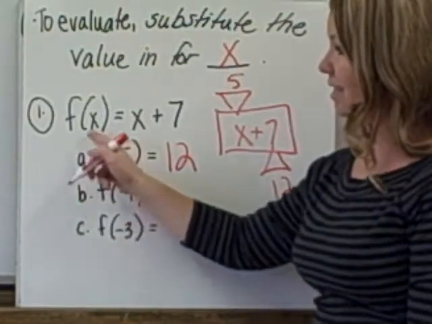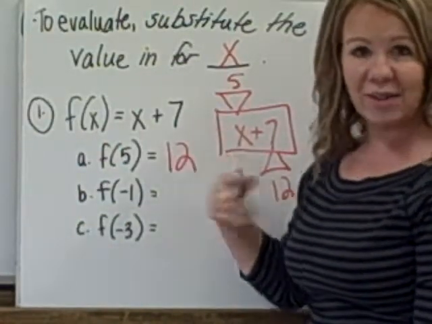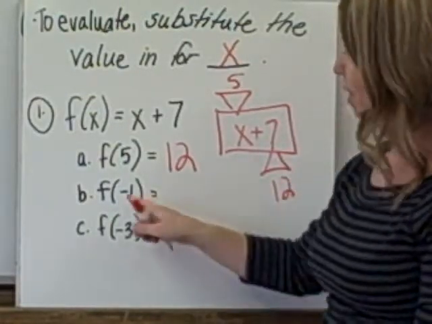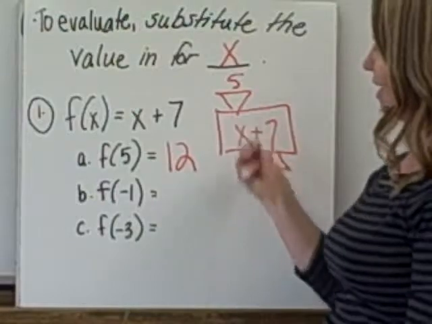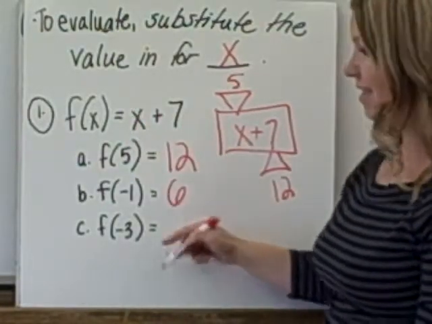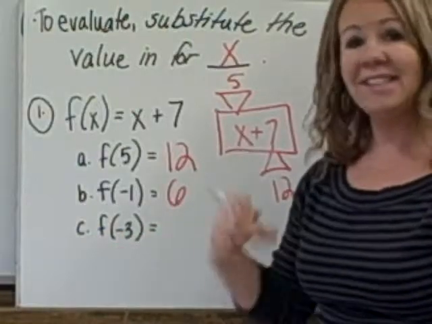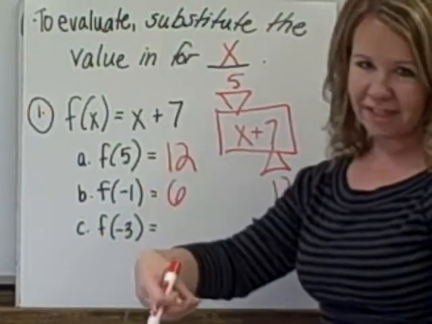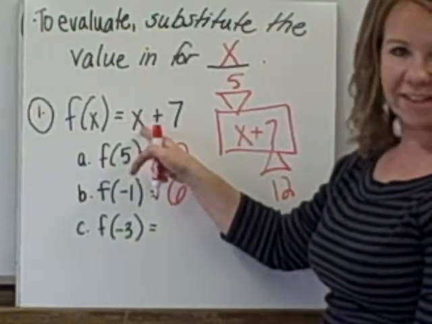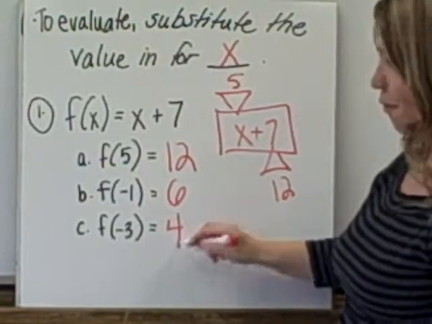Letter B, we still have the same function box or the same rule, but this time we're putting something different into the box. If we put negative 1 into the machine, negative 1 plus 7 is 6. And letter C, same machine, same rule, something different we're inputting. Negative 3 in place of x, plus 7 equals 4.